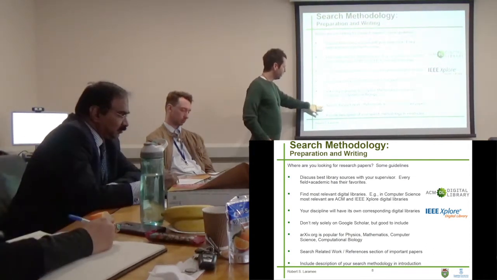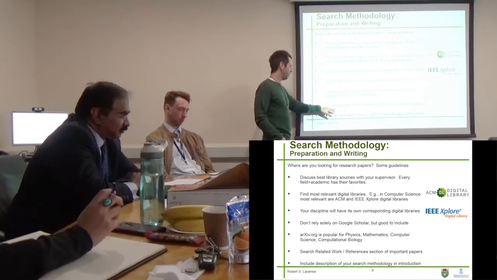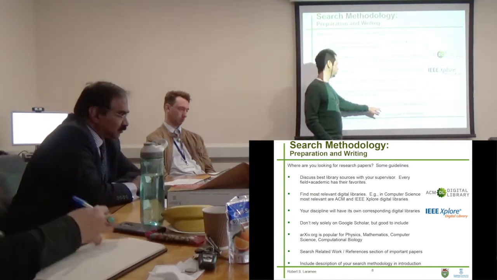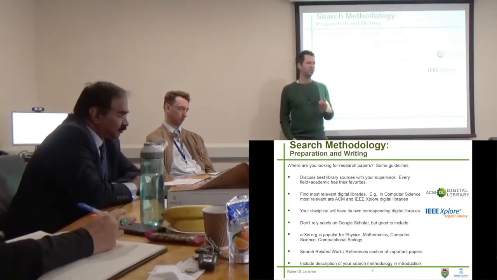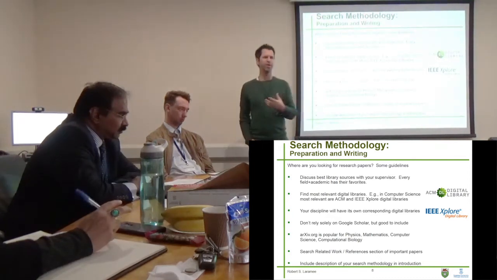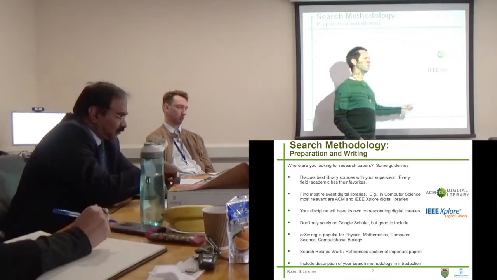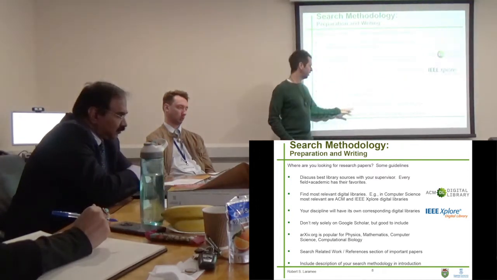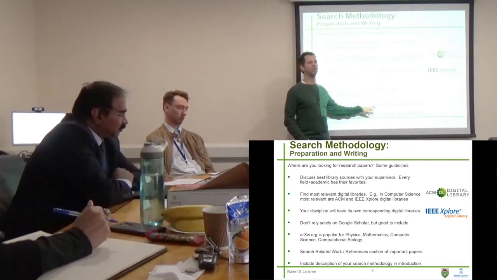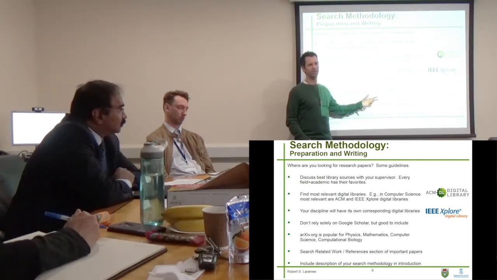And by the way, you look for related papers in the related work section and the references sections of the important papers that you find as well. So you search the digital libraries, but then you look inside the related work section and at the references of those papers you identify as being in scope.